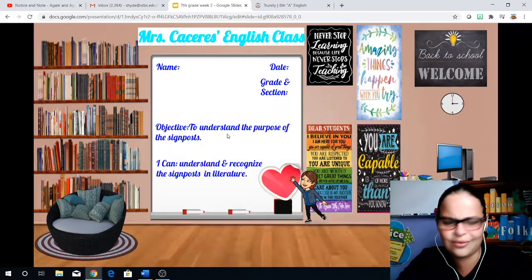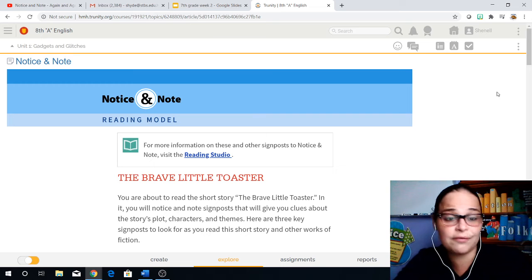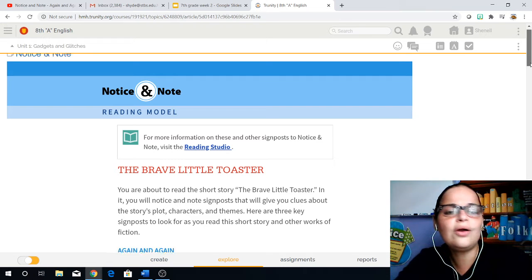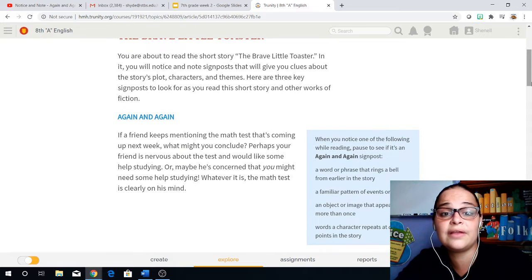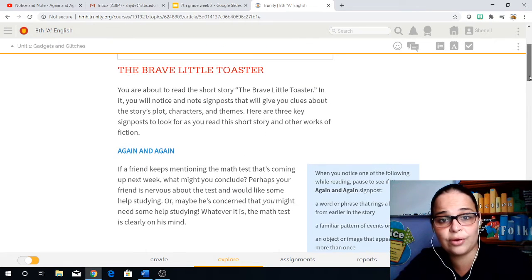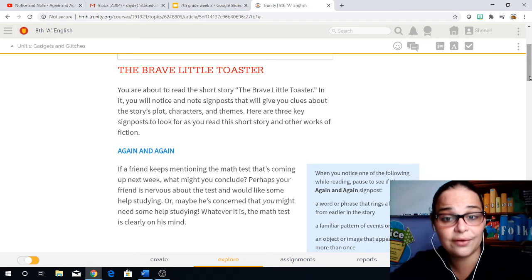Miss Cassidy, what are you talking about? What signposts? Well, you're about to learn about them if you've never heard them before. So we're going to go to the note and notice in our reading model of The Brave Little Toaster. That's the name of the story that you guys are going to be reading. You're about to read the short story, The Brave Little Toaster.